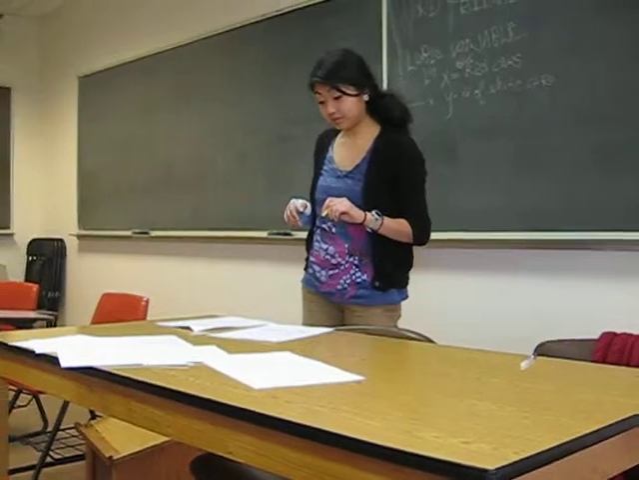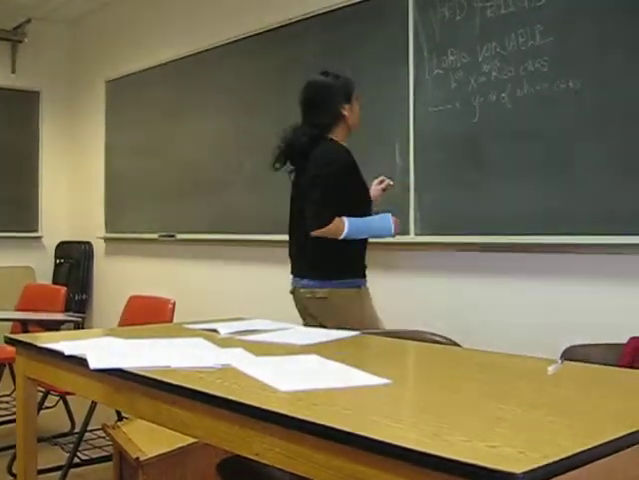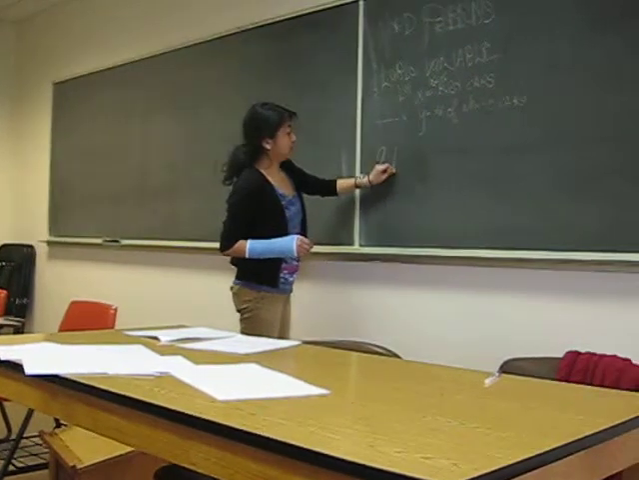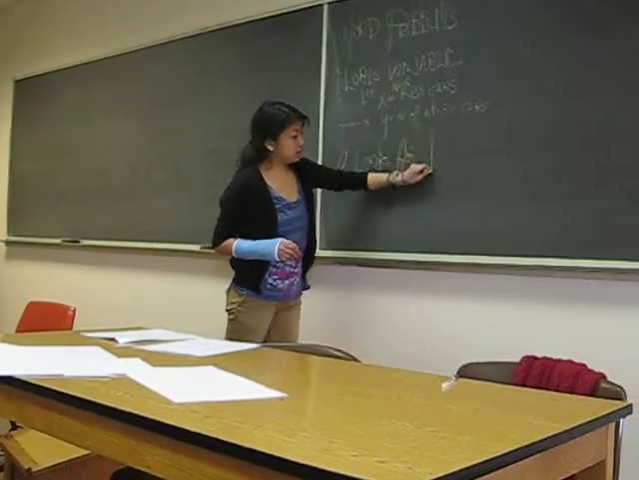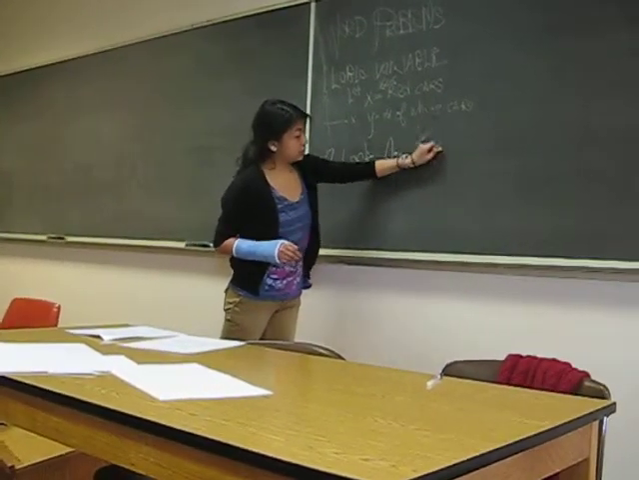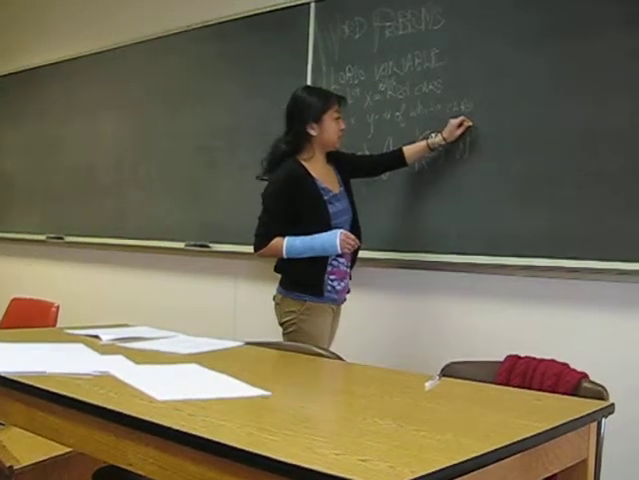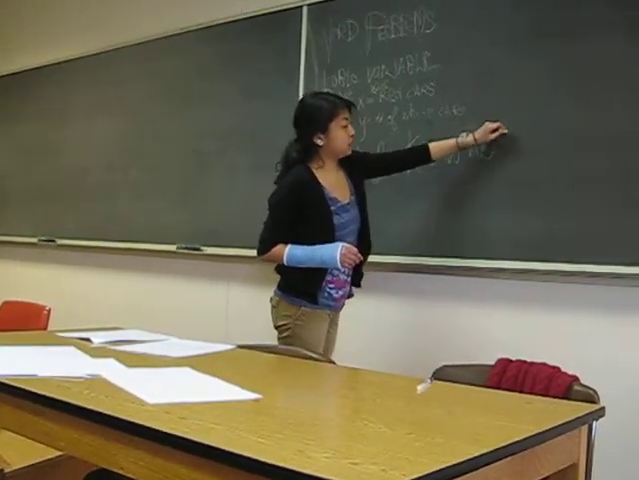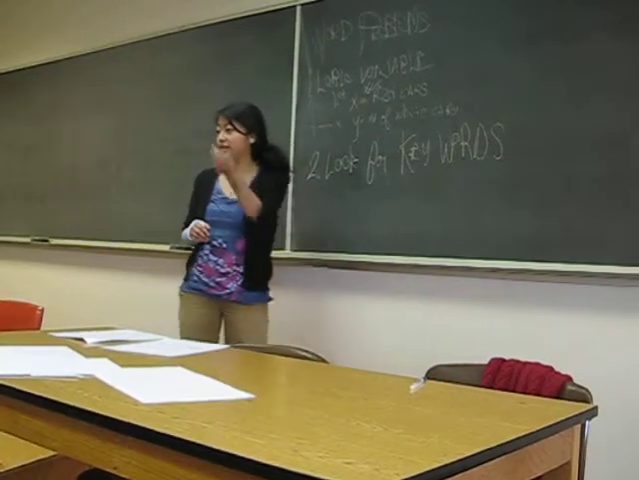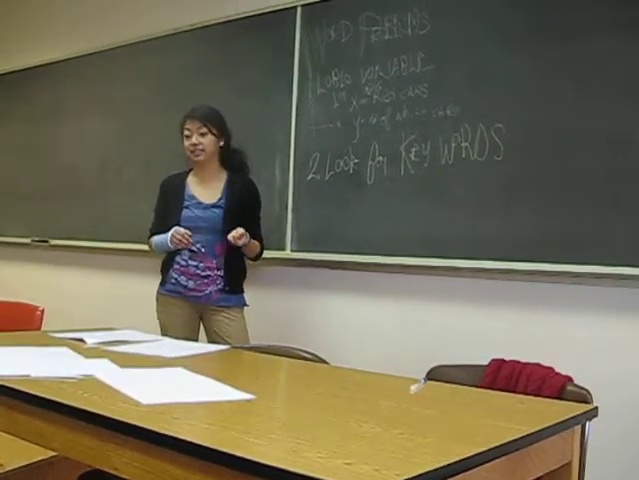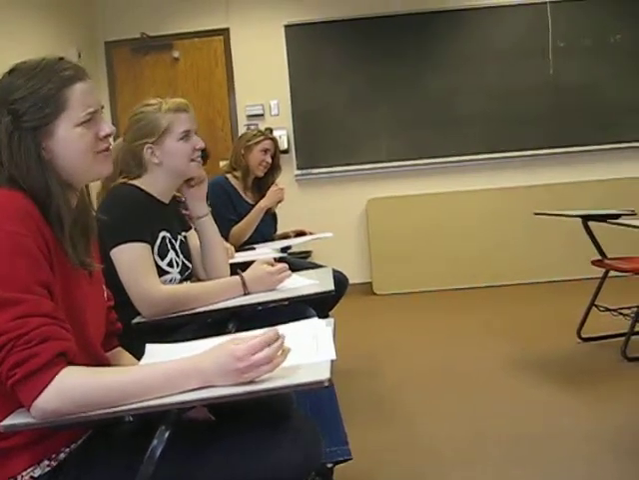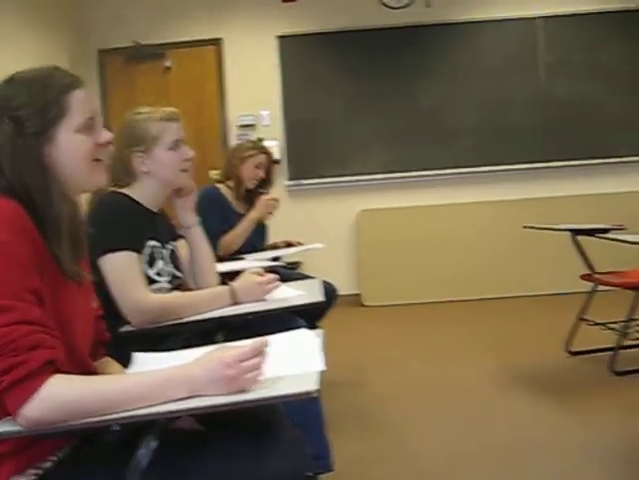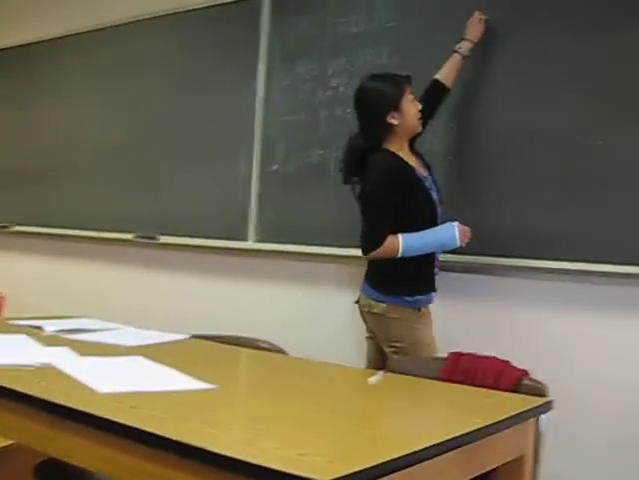So number 2, look for key words. And what would some of the key words be here that would help us translate this into an equation? Any ideas? Yeah, Sarah? Total number of cars is 12. Good. So total, that'd be a keyword. Exactly, perfect.